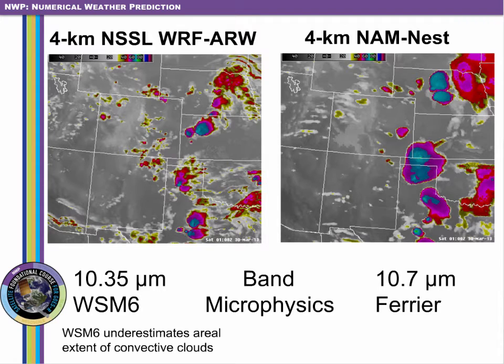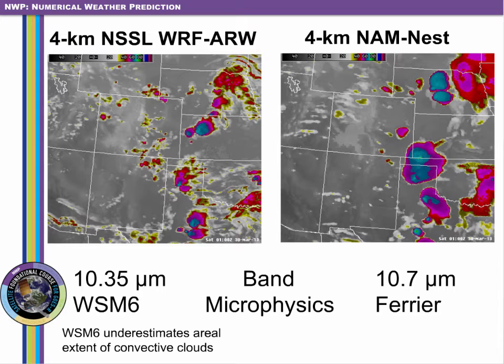Let's compare the IR imagery from the Nissel-Whorf ARW with the NAM-NEST, both at 4 km spatial resolution with the same color table. The bands are slightly different, but for all practical purposes are the same for this comparison. What is different between these is the microphysics packages. The Nissel-Whorf uses WSM6, while the NAM-NEST uses Farrier microphysics.